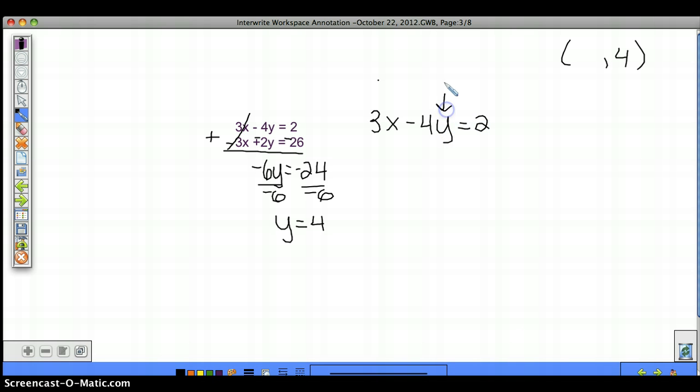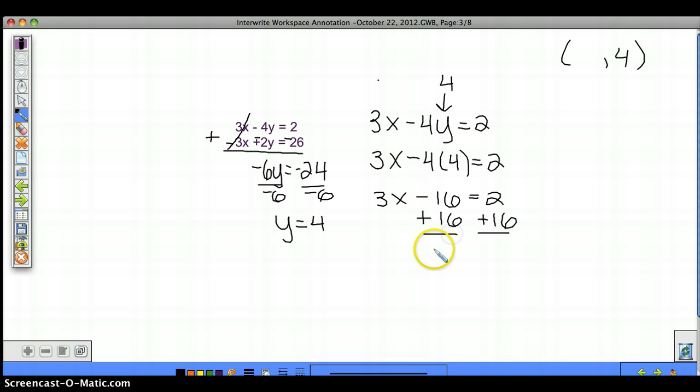I'm going to plug in 4 for my y, so now I can solve for x. I have 3x minus 4 times 4 equals 2. So 3x minus 16 is 2. Add the 16 over. 3x equals 18. Divide by 3. And x is 6. So my answer here would be 6, 4.